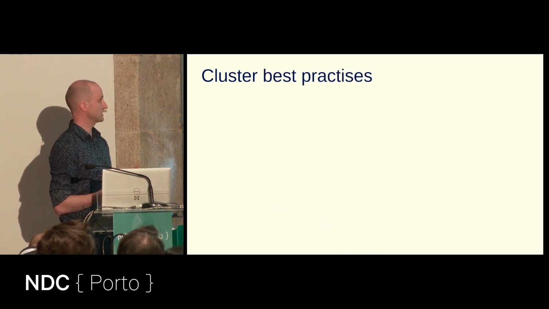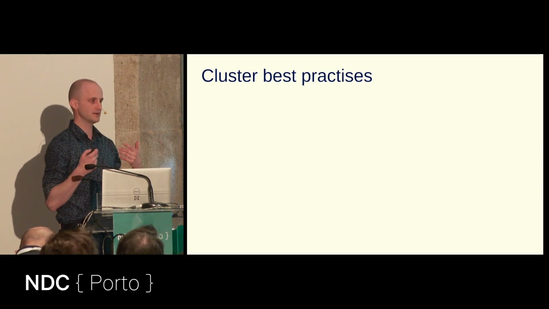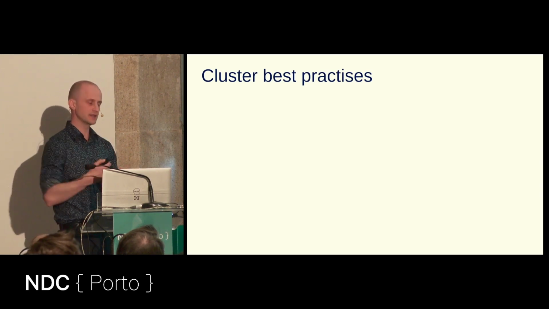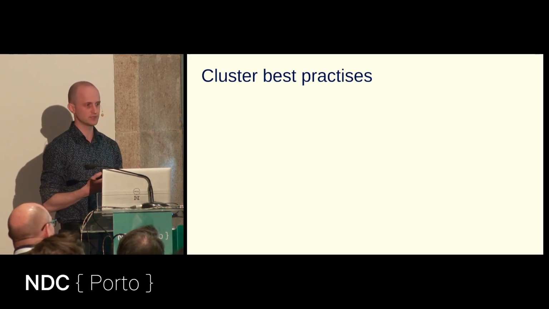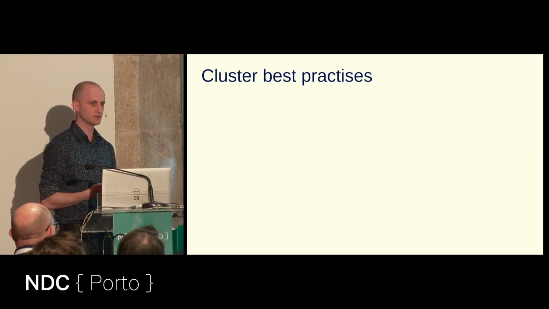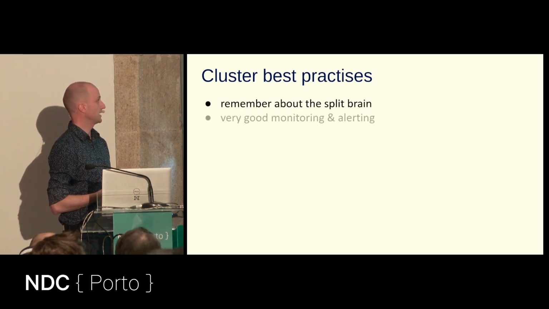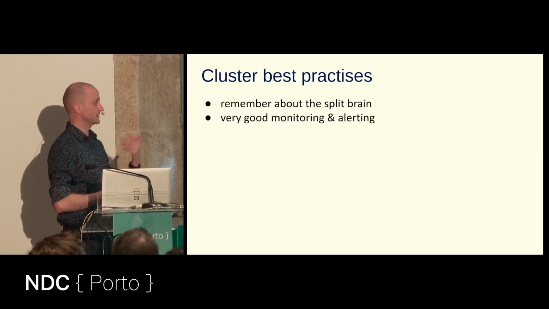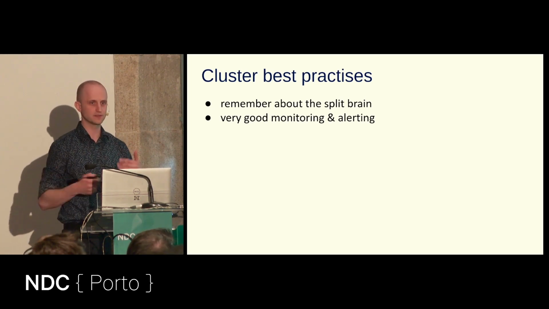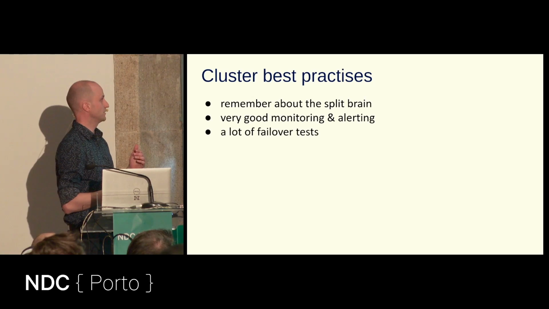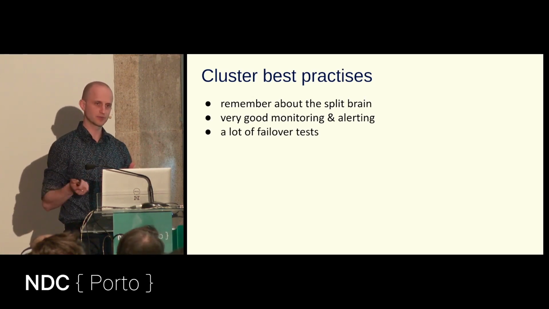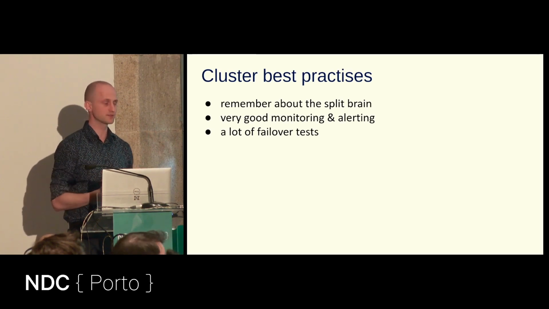So, cluster best practices: always remember about the split brain. In the case of Akka, there is a dedicated solution for that, which is the split brain resolver, and you need to enable it and configure it correctly. Also create very good monitoring and alerting of your cluster. You should know 24/7 what is going on. Perform a lot of failover tests on dev and even on production. Create your own chaos monkey.